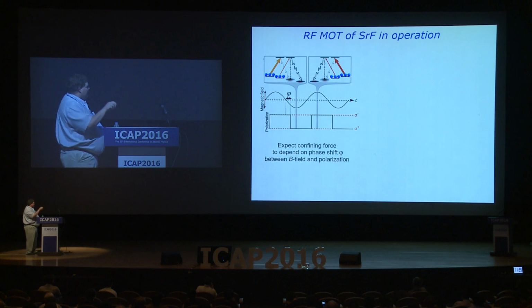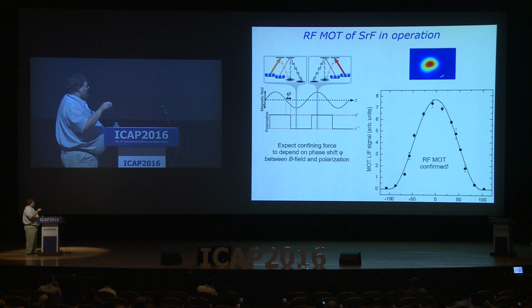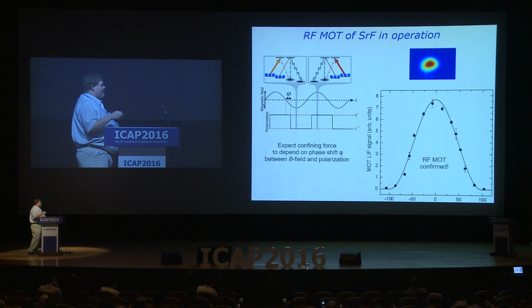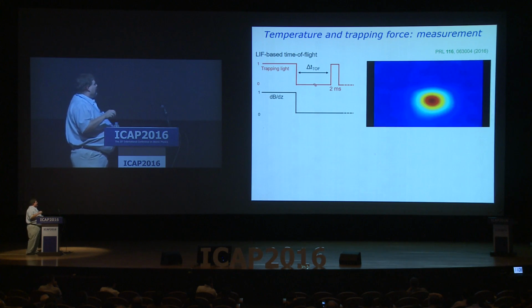So getting this set up, what we expect is to have a confining force which works well when the phase of the magnetic field oscillation and the polarization switching are matched to each other. And sure enough, here's a fluorescent image from one of our first RF MOTs. And if we integrate this fluorescence signal as a function of the phase between the magnetic field and the polarization, we see a clear peak at 0 phase, as expected. So this RF MOT is working the way it's supposed to.